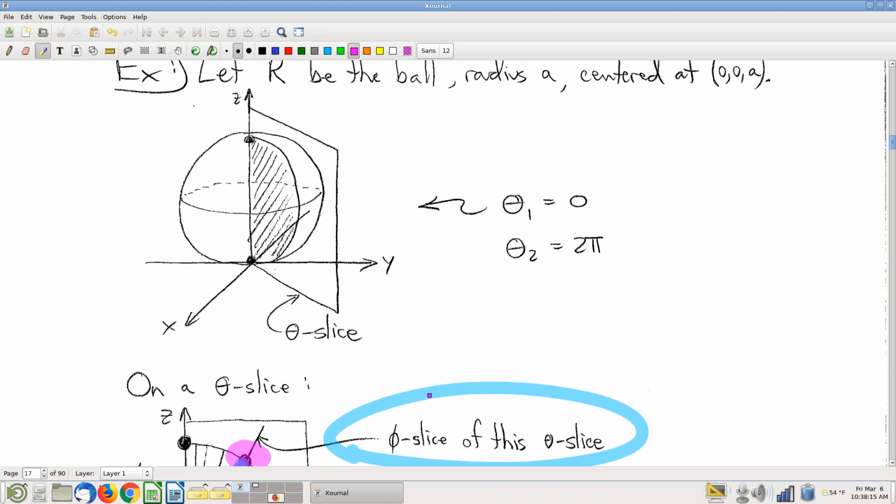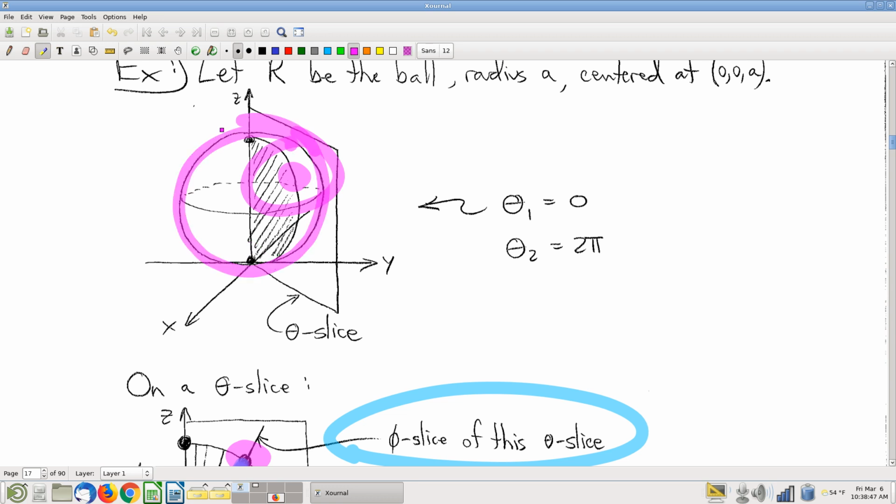Back here, there's my phi slice of my theta slice. Those two points are there and there, and I think you can see more easily from this picture that your starting value of rho is at the origin. That point's at the origin, and rho at the origin is 0. Your ending value of rho comes from that point. What do we know about that point? Well, that point's on the sphere.